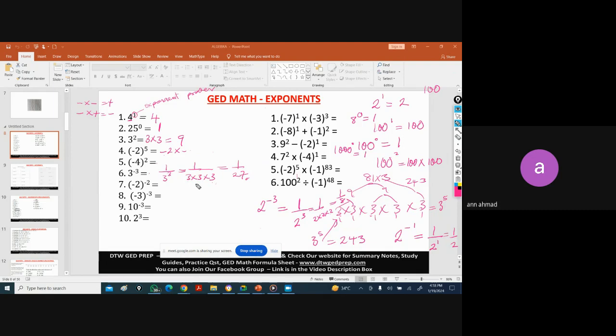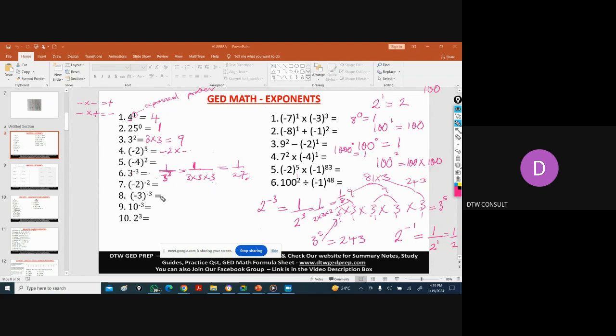Why do we have 1 over 27? Because we have a 1 here. This is 1 over 3 times 3 times 3. It's a rule that when you have an exponent with a negative power, it inverts. It becomes a fraction, so that the negative cancels out. You can see we now have 1 over 3 raised to the power positive 3. It's a rule in exponents. So from here, you simplify: 3 raised to the power 3 is 3 times 3 times 3, equal to 1 over 27.